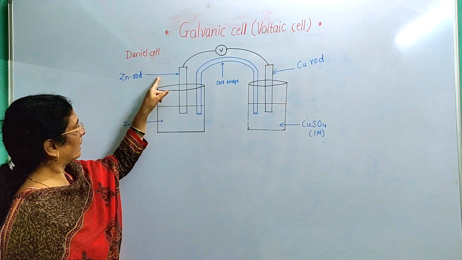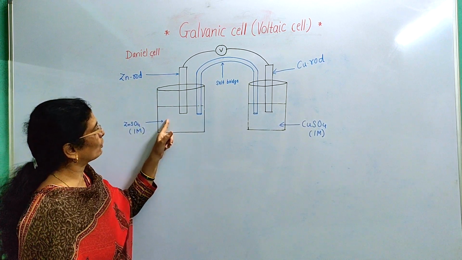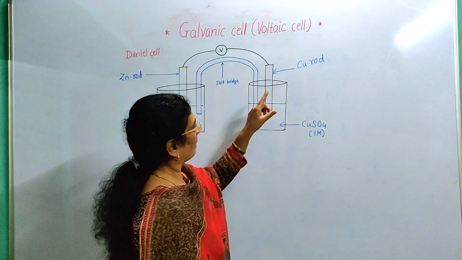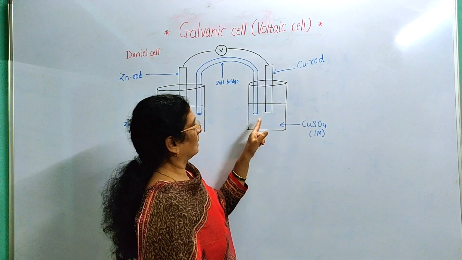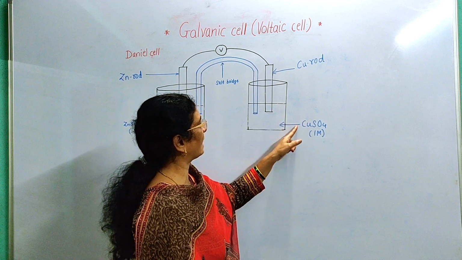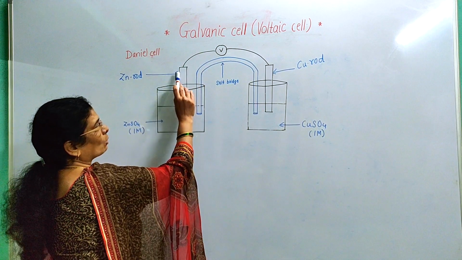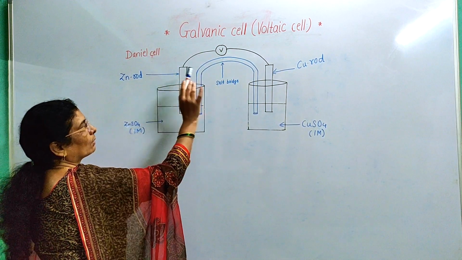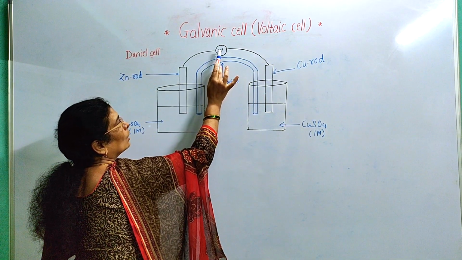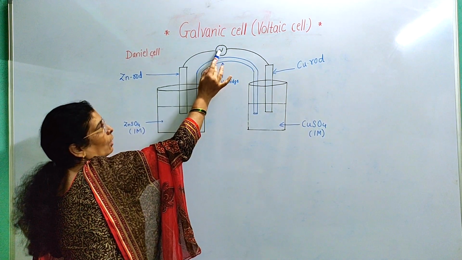A zinc rod is taken and dipped in a solution containing Zn2+ ions, that is, 1 molar ZnSO4 solution we have taken in this container, and the Cu half cell is prepared. A Cu rod is taken and dipped in 1 molar CuSO4 solution, that is, Cu2+ ions are in direct contact with the Cu rod. These two rods are also called electrodes. This is called the zinc electrode, this is called the copper electrode. These two rods are connected through a metallic wire through this voltmeter or any source you can use which can show the flow of electrons here.